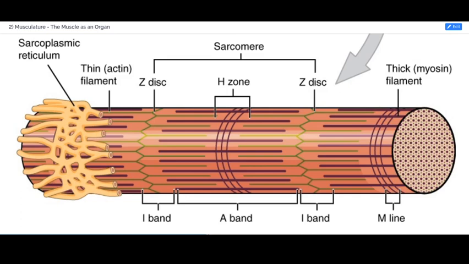What we're going to see for contraction is that the thick filaments and thin filaments slide across each other, pulling the two Z-discs in from either side and shortening the sarcomere. This happens along the entire length of the myofibril, and the whole myofibril, and therefore the whole muscle fiber, will shorten.